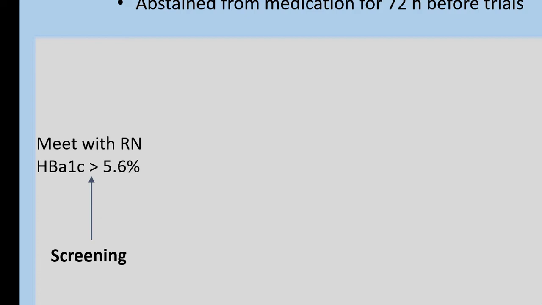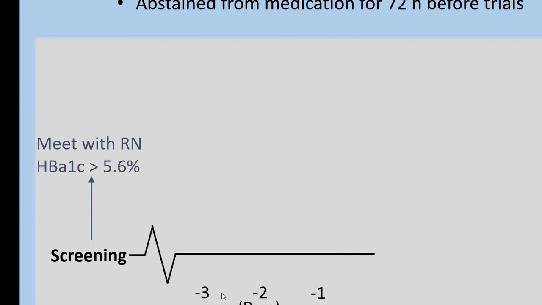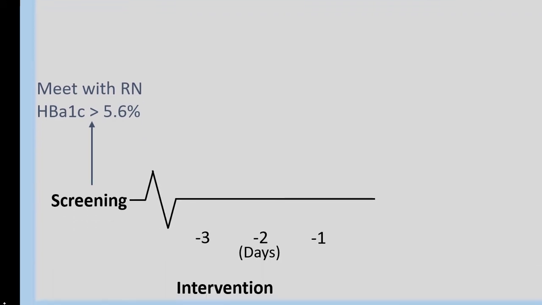So, if we have our figure right here that you guys are watching, you can see that what I'm doing now is an animation. We had our screening. They would meet with a registered nurse and determine if their hemoglobin A1C was greater than 5.6%, which means they probably have type 2 diabetes. Then we move on to our intervention phase, which was 3 days in length.